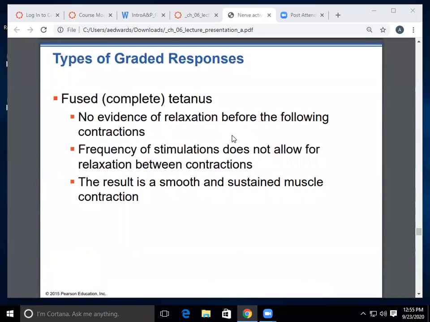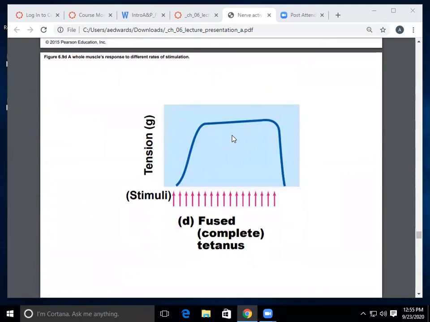Not to be confused with fused or complete tetanus. And here you get no relaxation. You keep stimulating that muscle so quickly, it has no time to relax, and you get a smooth and sustained muscle contraction. So here's the difference: because those stimuli are coming so fast, it's smooth. You never get any peaks and valleys. Now, you may get to a certain point where the amount of increase in tension slows down, like it does here compared to here, but it's still smooth. So that's the difference between incomplete and complete tetanus.